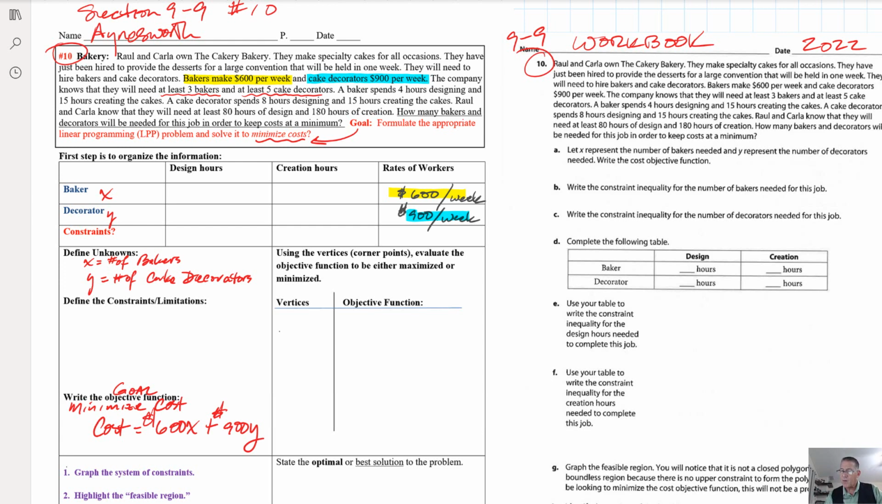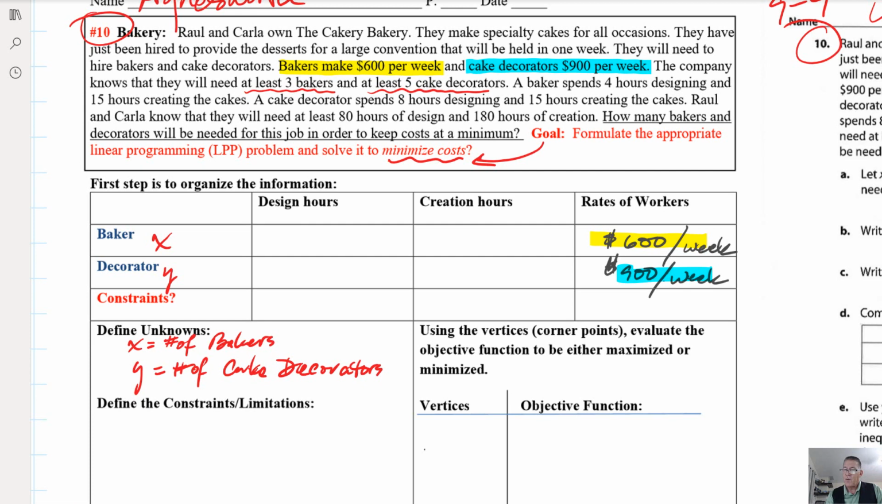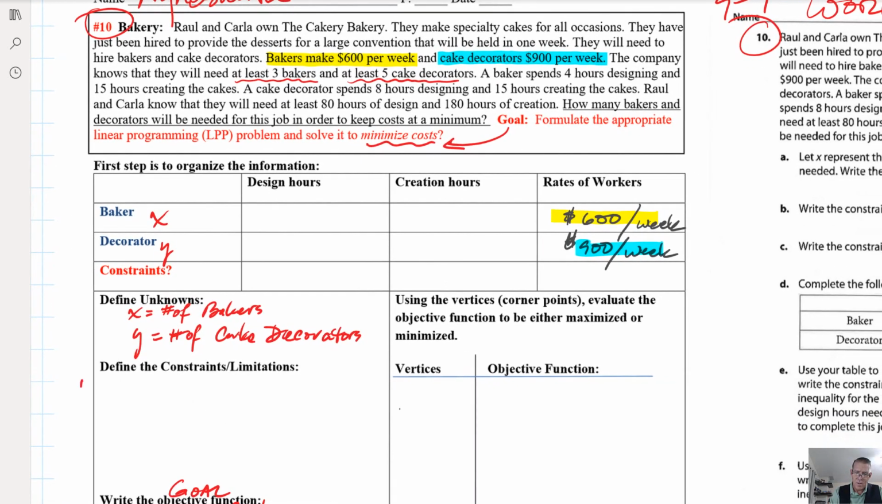Part B, write a constraint inequality for the number of bakers needed on the job. Well, you got to read the problem and get organized. So if you read the problem again, it says the company knows that they will need at least 3 bakers, and at least 5 cake decorators. Okay, so we need to write that as a constraint. So let's just do that down here. All right, at least 3 bakers.